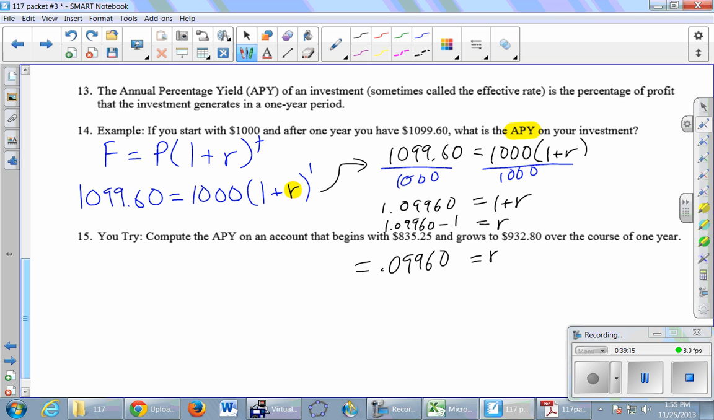And what is that as a percentage? Good. That's what you made, 9.96%, which is quite good in this economy.